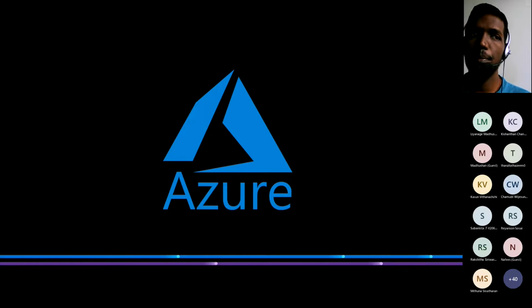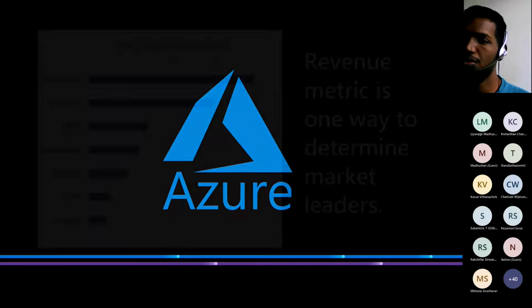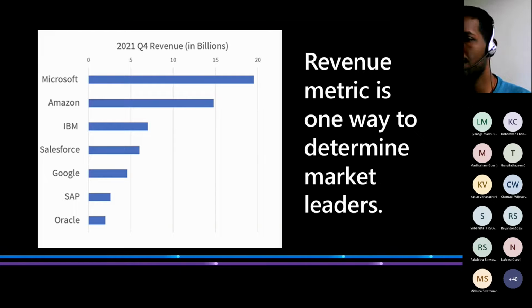So we are particularly using Azure. And why are we using Azure? When we look at the market leader, every time we are looking for the best of the best, right? We are looking for the best of the best every time.